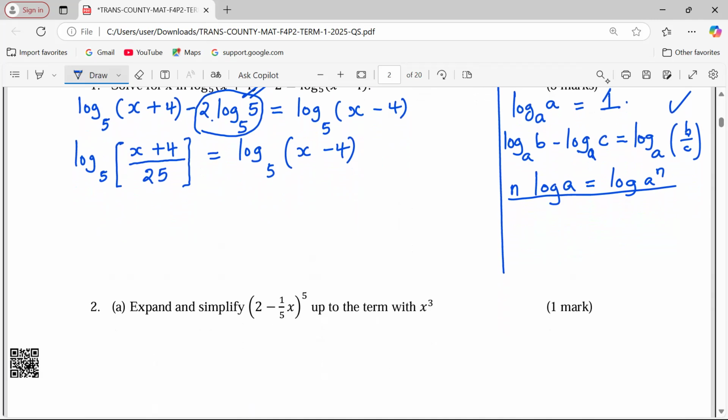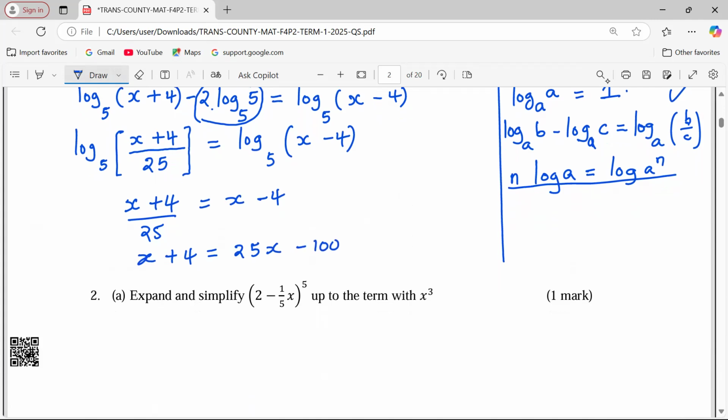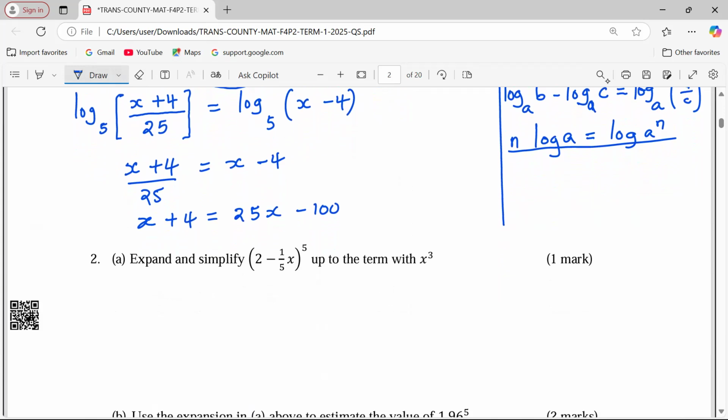So we can directly equate the left-hand side and the right-hand side after dropping the logarithms. x plus 4 over 25 equals x minus 4. After cross multiplication, I'll be having x plus 4 equals 25x minus 4 times 25, which is 100. If we group terms now, this will be 24x.